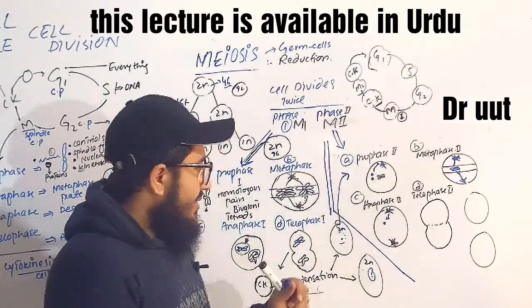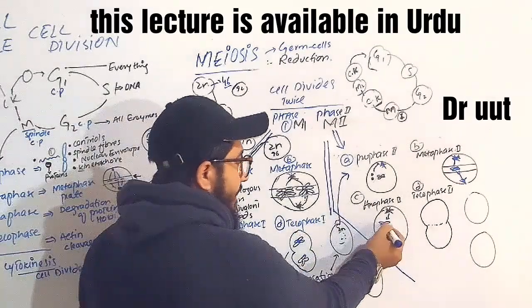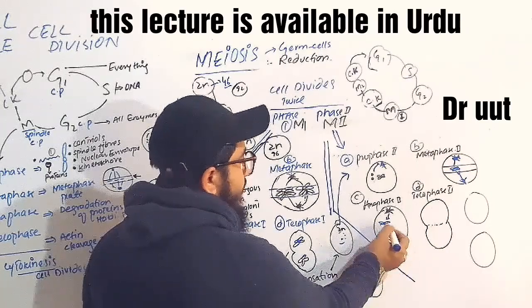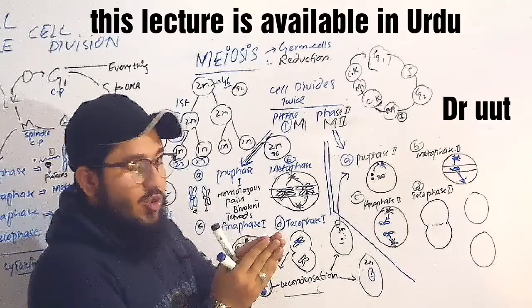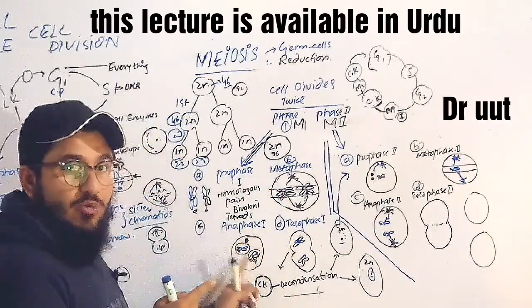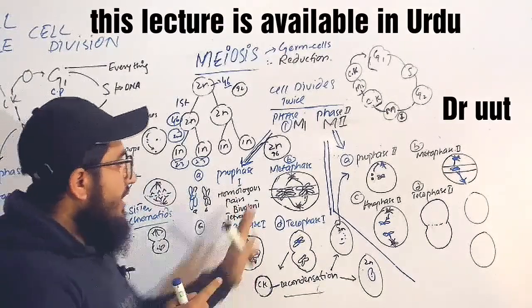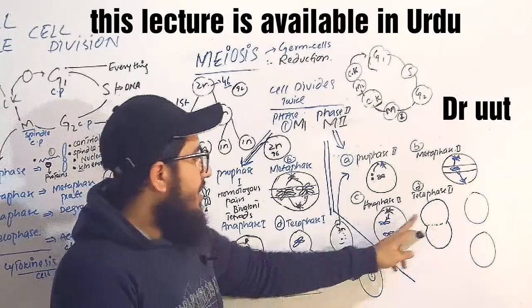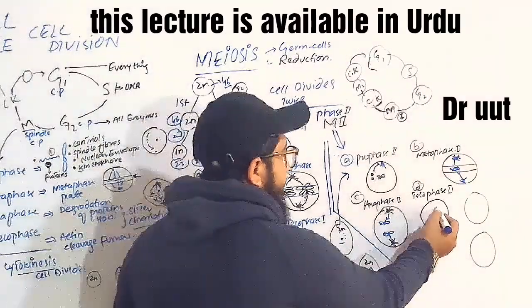In the anaphase, the centrioles will carry the sister chromatids, or will separate the sister chromatids now. Here the homologous chromosomes were separated in meiosis 1. In meiosis 2, the sister chromatids will be separated, and in the telophase, what will happen?